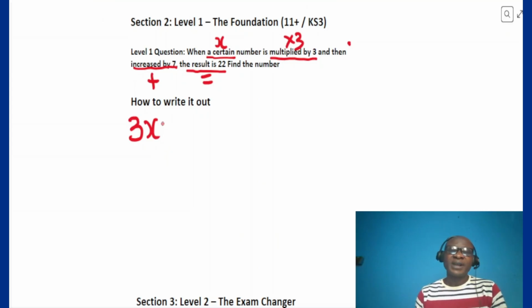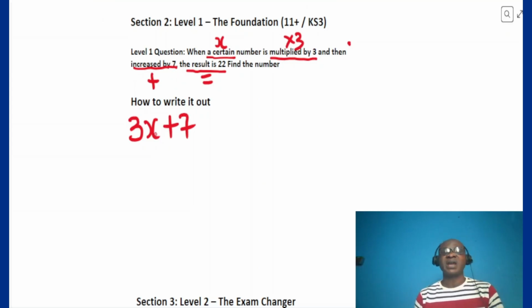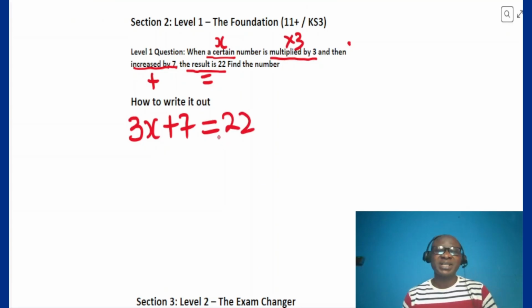Now, 3x, that is 3 multiplied by x. The next says, then increased by 7. Therefore, we write plus 7. Remember, we said that increased by means we use plus there. And the result is 22, so we put equal sign 22. At this point, that English language has been translated into a mathematical equation.